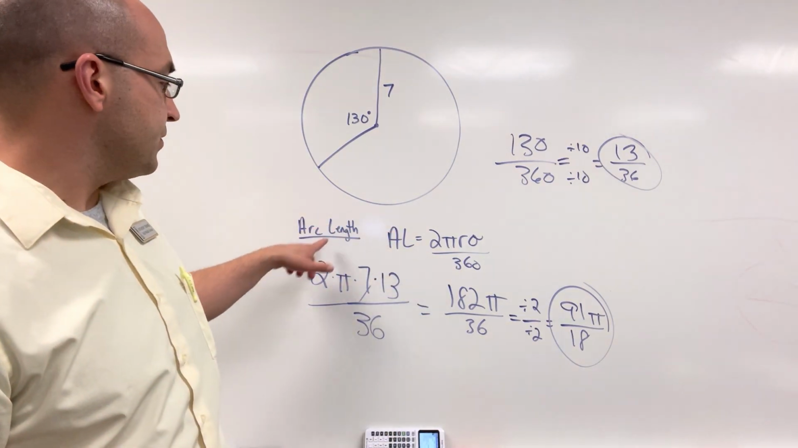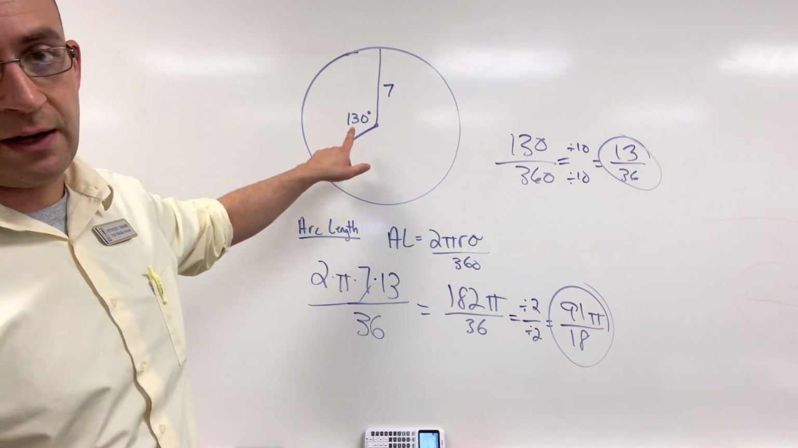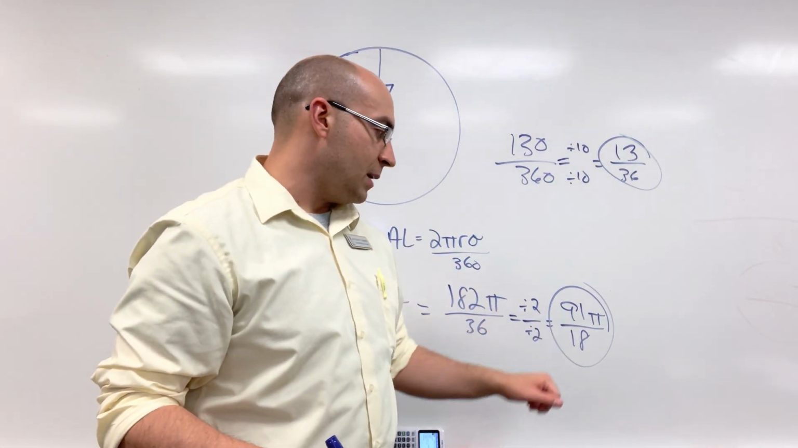That's the simplified version of this. So the answer to the arc length problem with a radius of 7 and a theta of 130 will be 91 pi over 18.